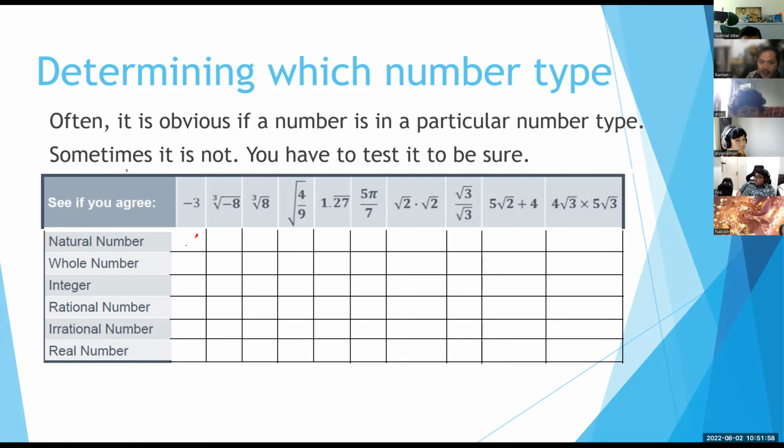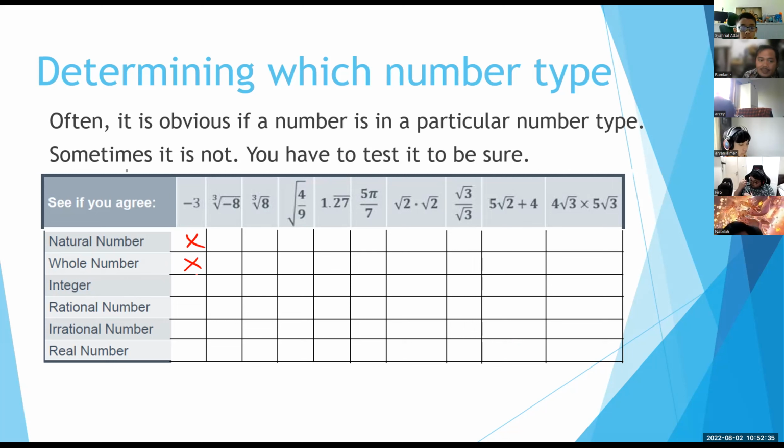So you put an X over here. It's not included in natural numbers. Next question: is it a whole number? No, right? Because whole numbers start from 0: 0, 1, 2, 3. That's why I need you to write down notes, so you can investigate whether this is included in this type of number. Negatives are not included in whole numbers, so you write down X again.